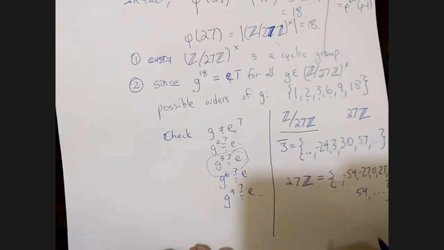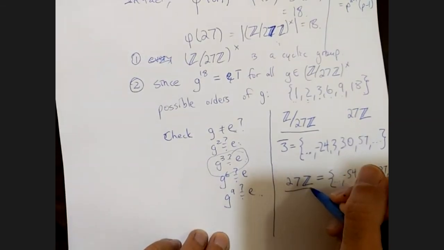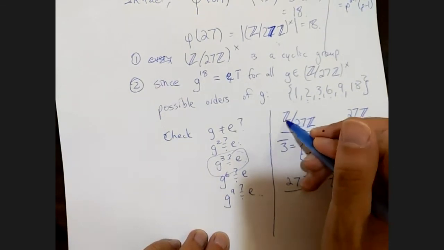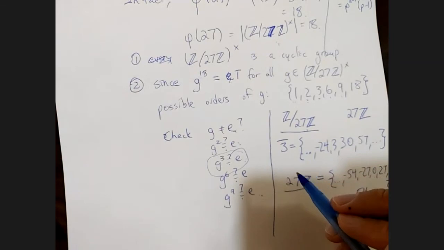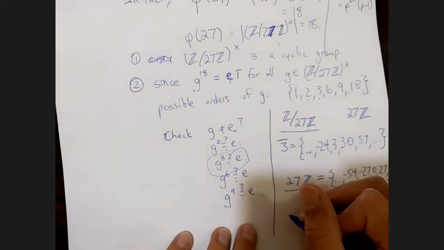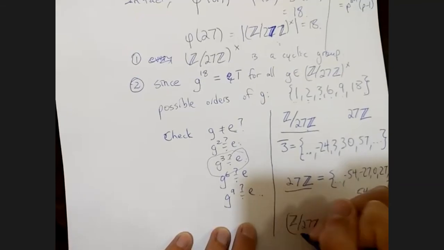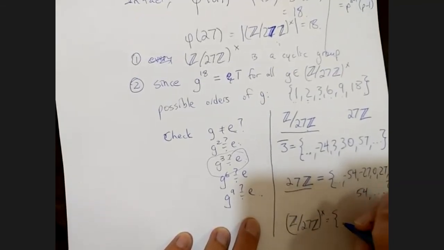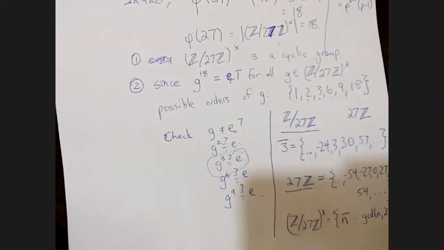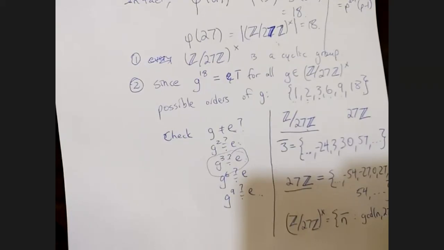Another way to think about it is 27Z is a subgroup of the integers, and then when we do Z mod 27Z, that's the quotient group. And then what we're talking about in this question is Z mod 27Z cross, which one way to think about is the congruence classes such that the GCD of n and 27 is 1. Okay, sir. Okay.